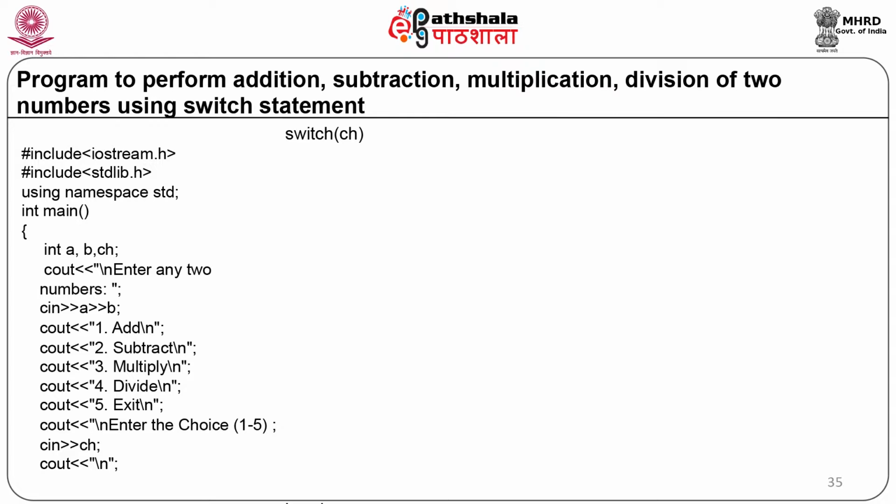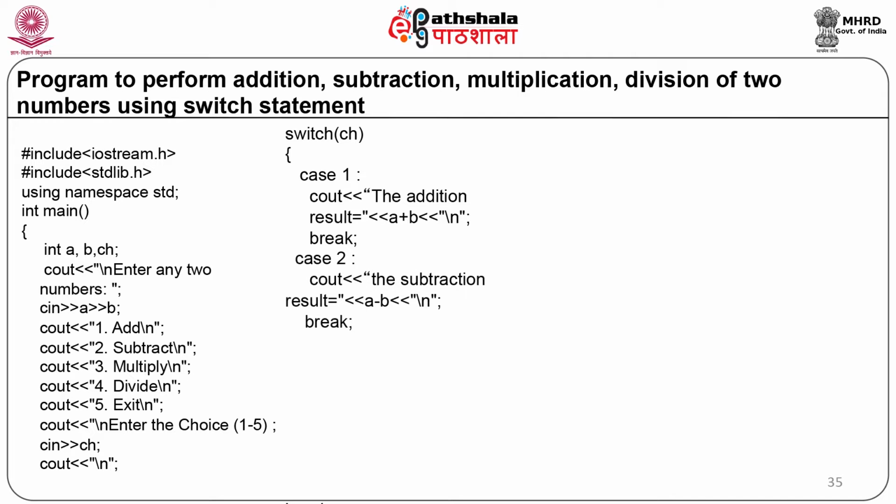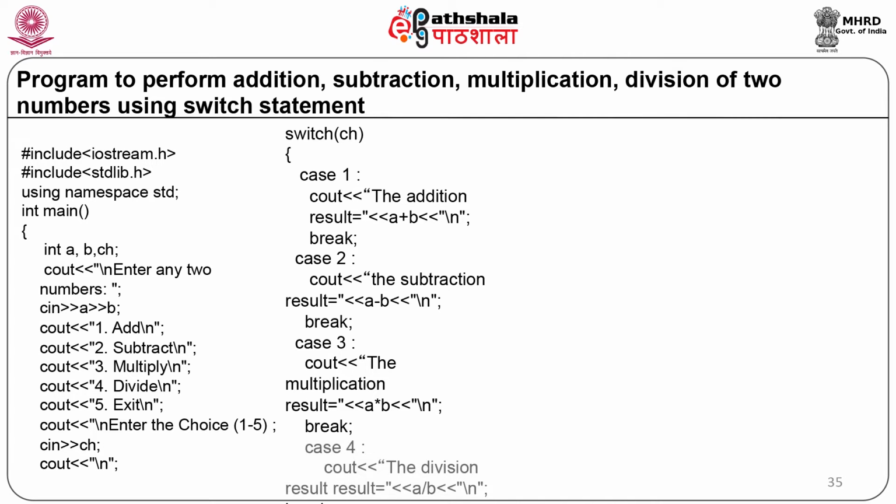Start with the switch statement, case 1. Case 1 is basically the addition. So we are displaying the message as cout result equal to a plus b \n, that is a new line, and break. Case 2, cout result equal to a minus b \n and the break statement. Case 3, cout result equal to a star b \n and the break statement. Case 4, cout result equal to a / b \n and break statement.